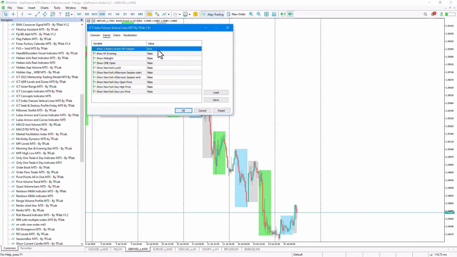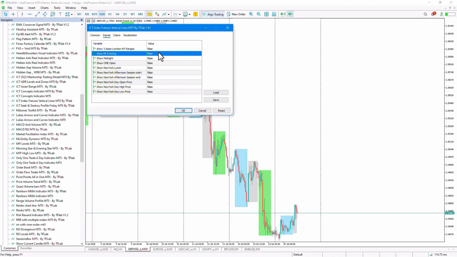The first input relates to displaying the three sessions: Asia, London, and New York. The Asia session is shown with a blue box, the London session with a gray box, and the New York session with a green box.